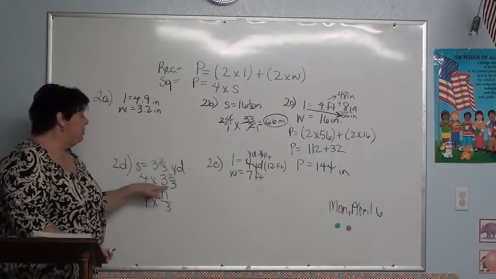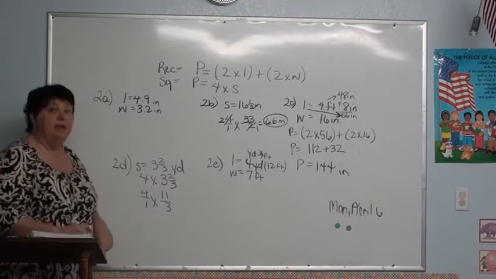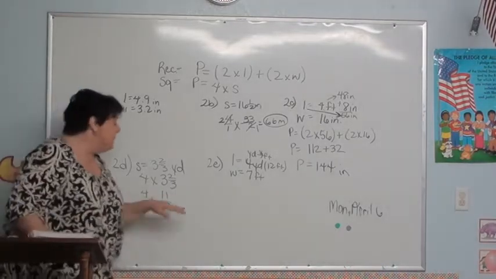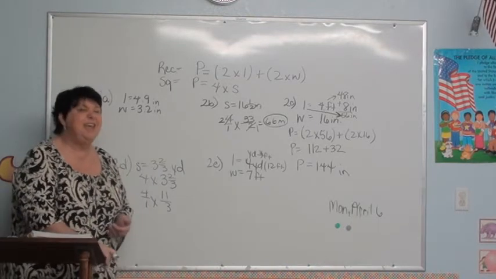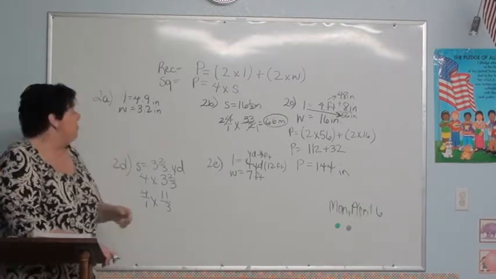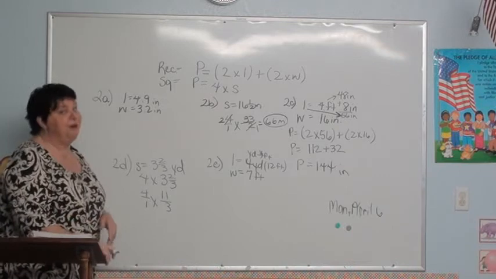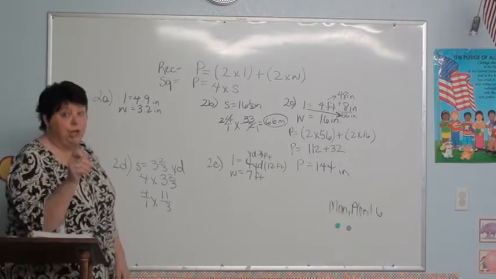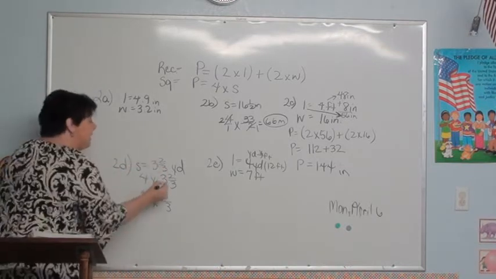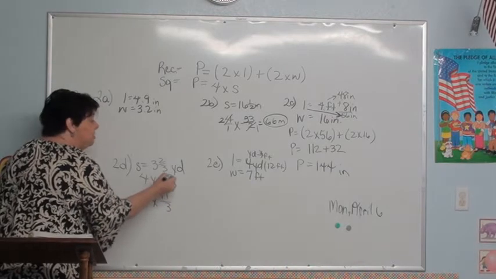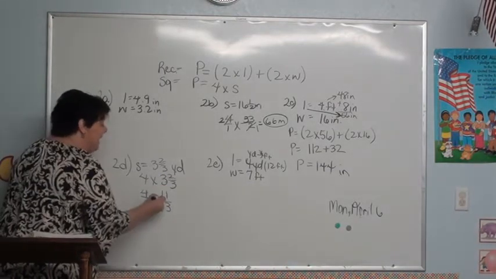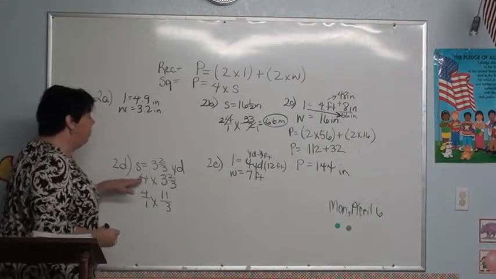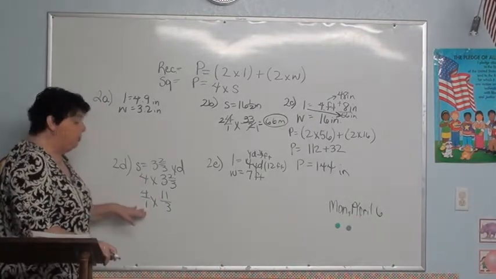What do I have to do with this mixed number? I have to change that mixed number to an improper fraction. If I don't, I cannot multiply the fractions. So how do you change a mixed number to an improper fraction? 5th grade, you know how to do this. It's 3 times 3 is 9, plus 2 more is 11, over the denominator 3. 11 over 3. 4 is a whole number, so it goes over 1.